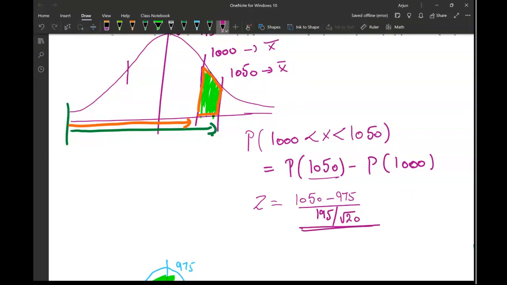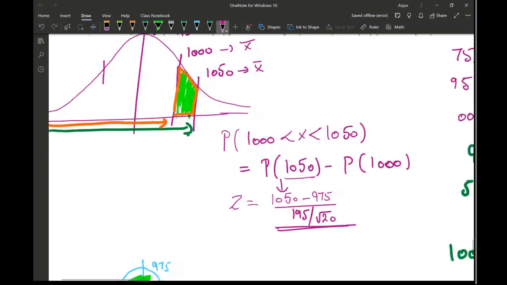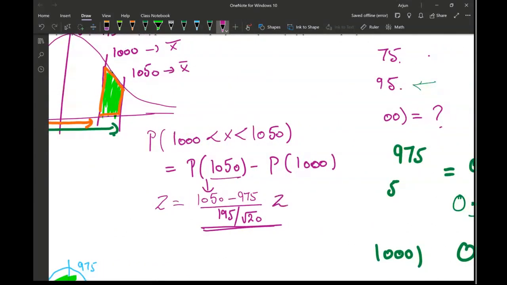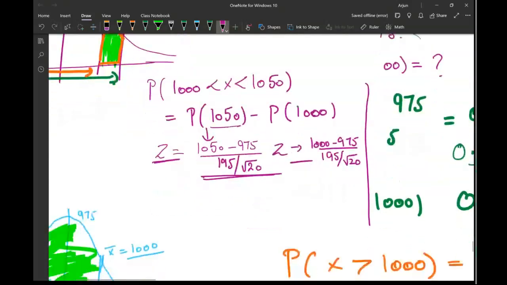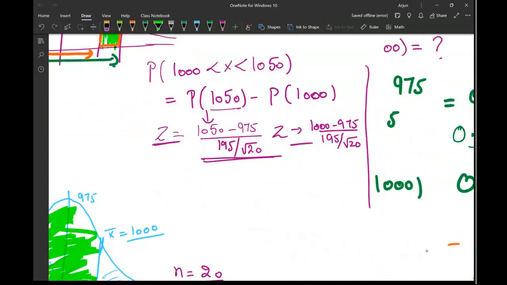So first of all, you find the z-score here for this one, and then you find the z-score corresponding to this value, which you've already figured out in the previous part. So 1000 minus 975, and 195 divided by square root of 20. Don't start subtracting the z-scores. You don't subtract the z-score. That will give you a wrong answer.